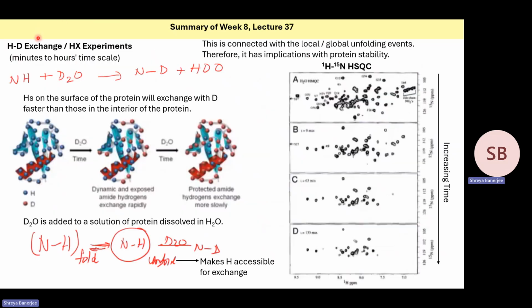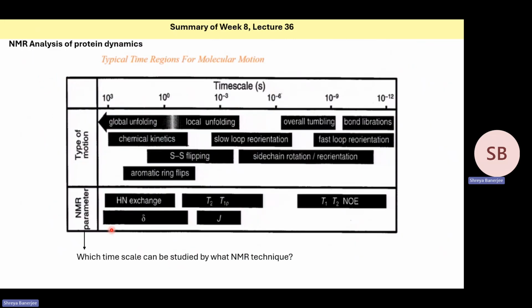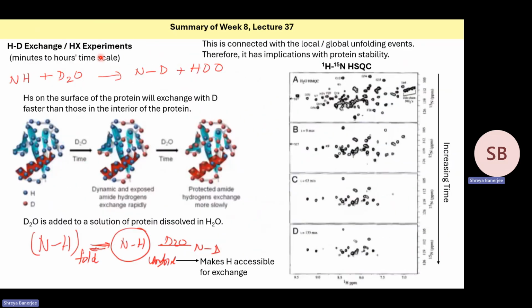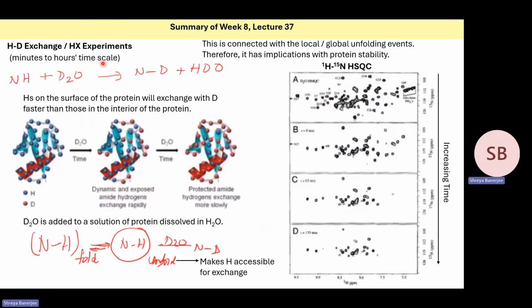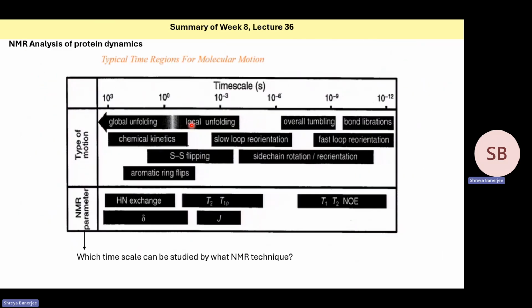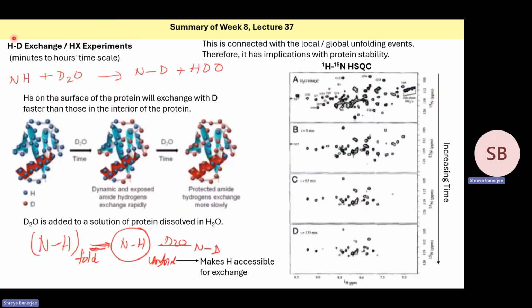So we have HD exchange experiments, often known as HX experiments. These are on the minutes to hours time scale, because actually it is more than second time scale. So the minute to hour time scale dynamics, like the global unfolding, even some parts of local unfolding, or the chemical kinetics, aromatic ring flips, can be studied by the HD exchange or HX experiments.